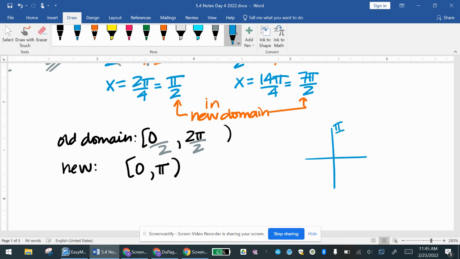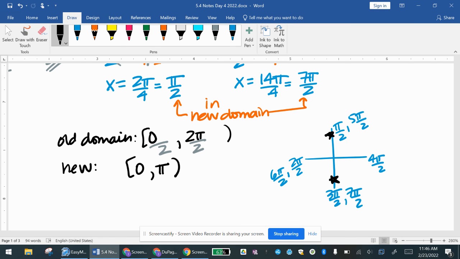Pi over 2 is over here. And 7 pi over 2, you'd have to go around the circle more than once. So pi over 2, 2 pi over 2, 3 pi over 2, etc., etc. So 7 pi over 2 would land over here. But we only want an answer between 0 and pi. Okay, so that means that's only half of a circle rotation. So that means that only pi over 2 is a solution.